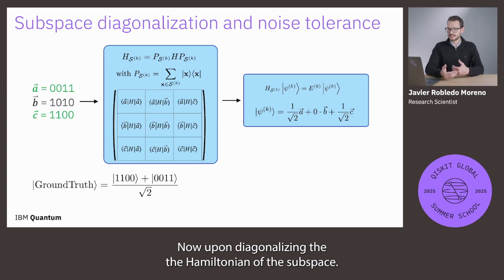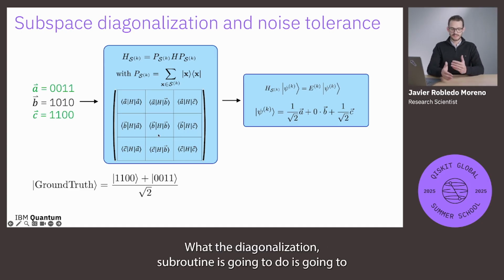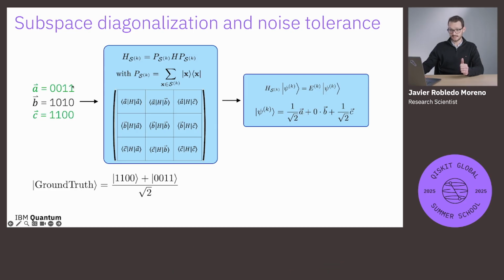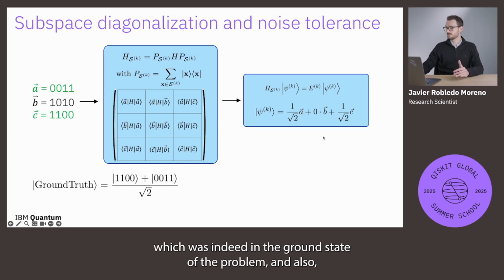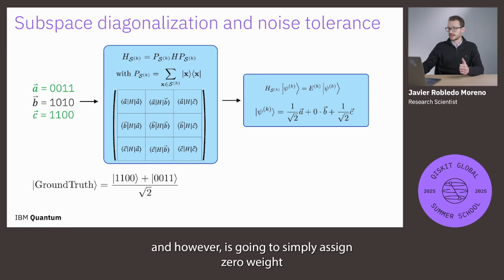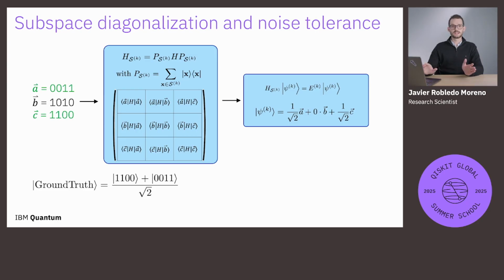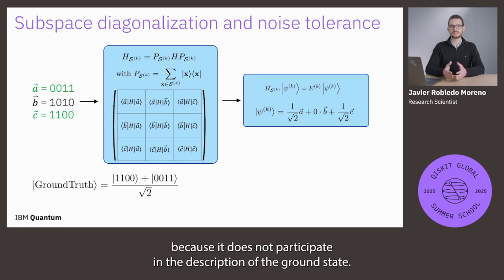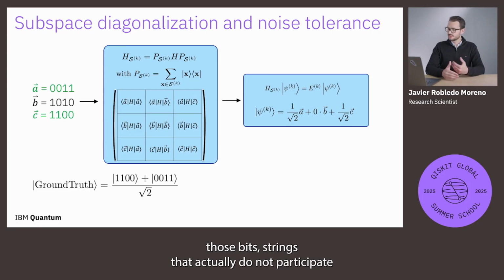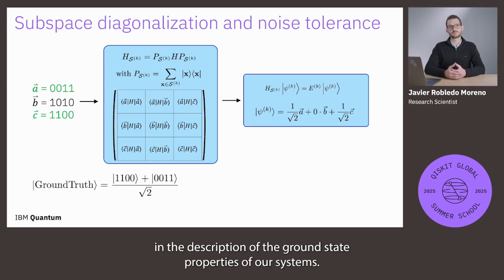Now, upon diagonalizing the Hamiltonian in the subspace, the diagonalization subroutine is going to assign non-zero wave function amplitude to the computational basis state A, which was indeed in the ground state of the problem, and also a non-zero weight to the computational basis state C. However, it is going to assign zero weight to the basis state B because it does not participate in the description of the ground state. So to this extent, the diagonalization procedure can filter out those bit strings that actually do not participate in the description of the ground state properties of our systems.